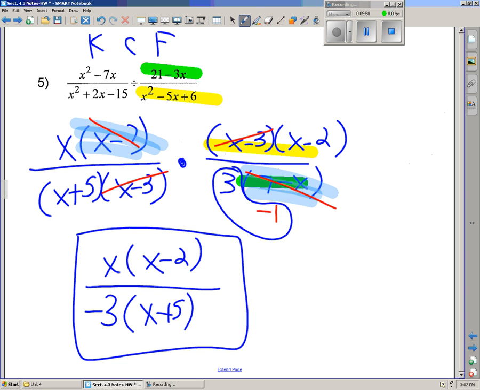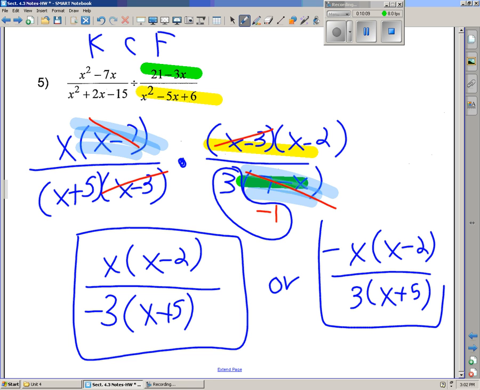If you're someone who chose to put the negative on the top, then your answer would be a negative x times x minus 2 over a positive 3 times x plus 5. Again, it doesn't matter where the negative goes. It just has to go somewhere.